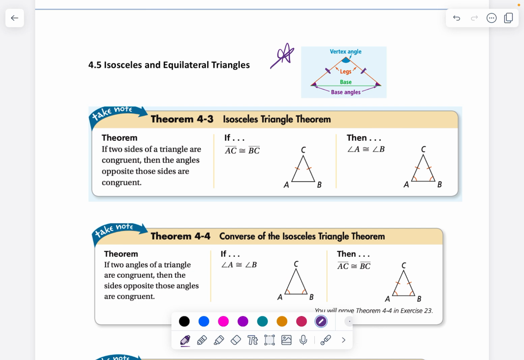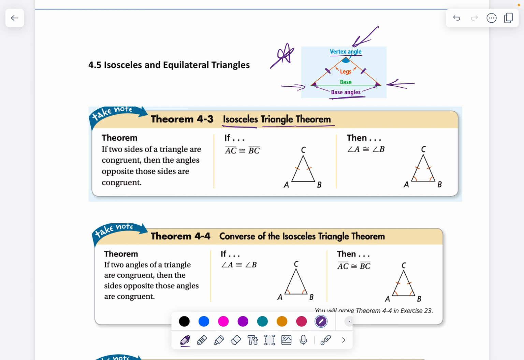The congruent sides are called the legs. We refer to them as the legs of the triangle. And then these angles at the bottom, we call the base angles. And the angle up top here, we call the vertex angle. So as we refer to the parts of the triangle, that's how we're going to do it. So when you have an isosceles triangle, we're going to talk about this theorem now.